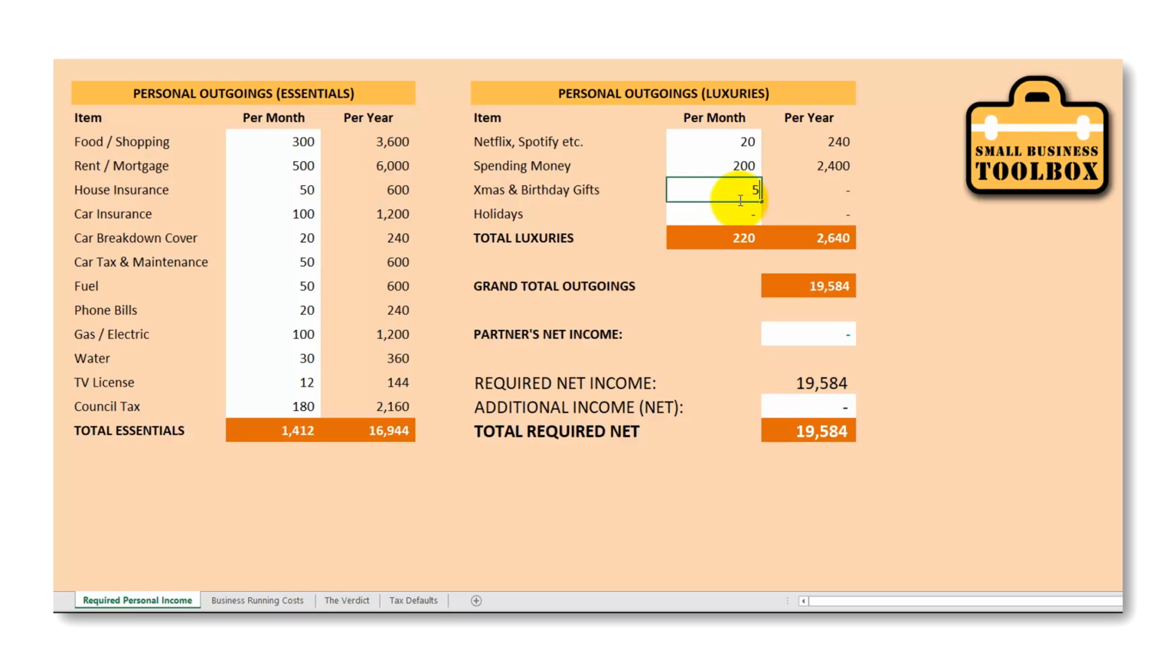What are you going to spend? £50 a month? 600 a year on Christmas gifts and things? Let's say 30. Make you a bit of a cheapskate. Let's forget about holidays for the minute. You're not making enough to go on holiday. You're going to have loads of time off, but you're not going to have any money to pay for a holiday. So we're at a required net income, take home net income of 19,000.